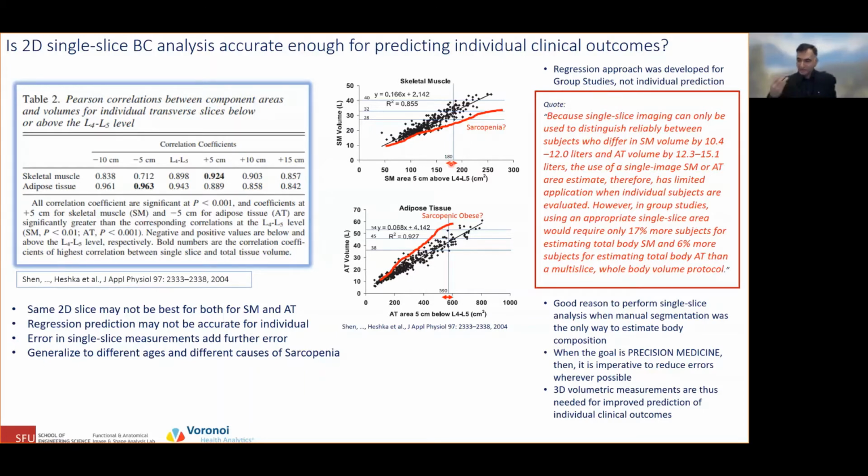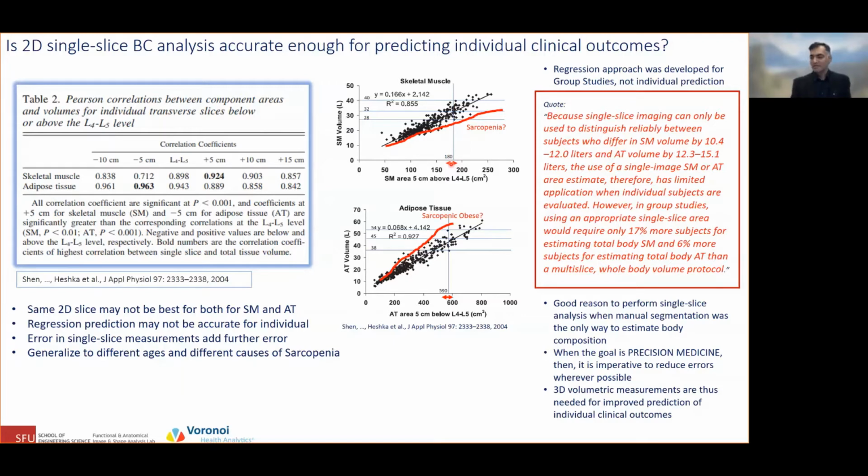So how do these generalize to the elderly? There are all these issues with respect to single slice analysis that need to be accounted for. Now, the regression approach developed in this paper was actually developed for group studies. And I quote from this very paper: because single slice imaging can only be used to distinguish reliably between subjects who differ in skeletal muscle volume by 10 to 12 liters and adipose tissue volume by 12 to 15 liters, the use of a single image skeletal muscle or adipose tissue area estimate, therefore, has limited application when individual subjects are evaluated.